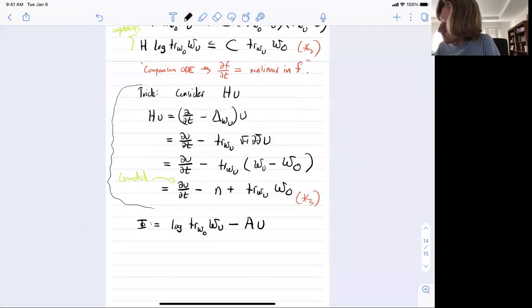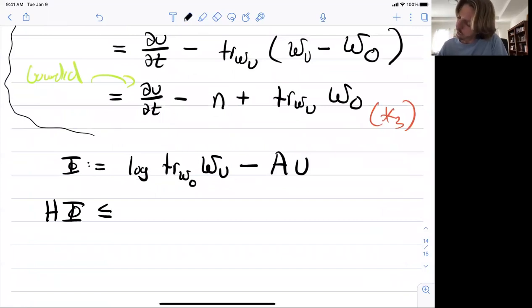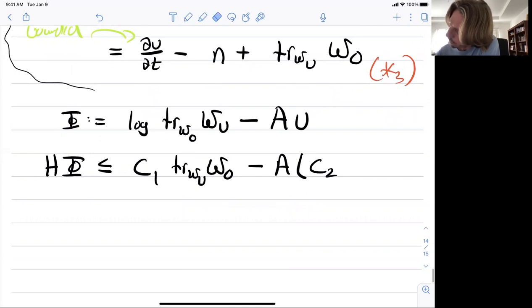If I just put these two together, you immediately obtain the following. You obtain that the heat operator applied to phi is less than or equal to, well, the log term contributes some constant times trace omega u omega naught, and then minus a times, this is some other constant, maybe C2, C1, plus trace omega u omega naught. Okay.